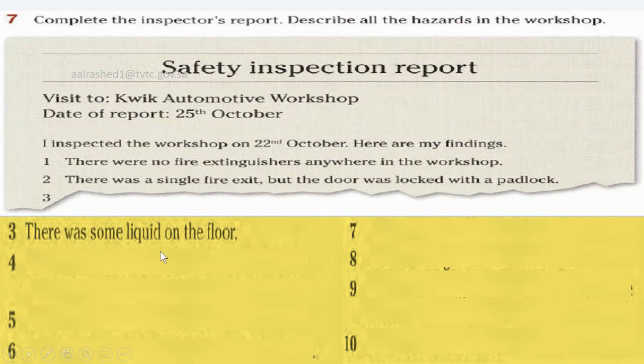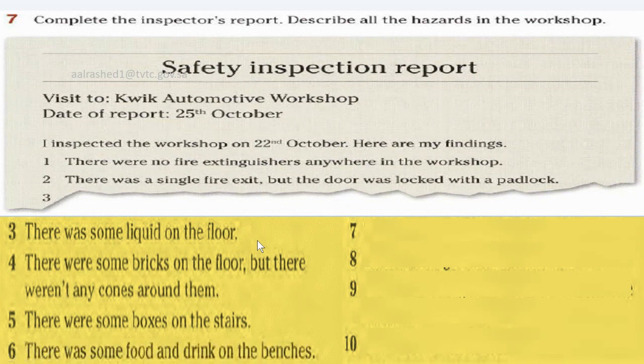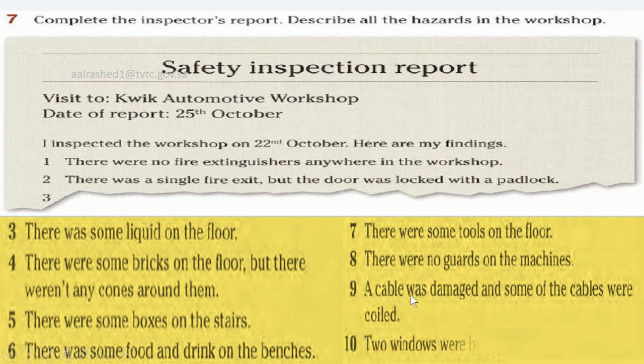So here are some examples that we saw in the workshop. There was some liquid on the floor. There were some bricks on the floor, but there weren't any cones around them. There were some boxes on the stairs. There was some food and drink on the benches or the table. Okay, benches basically means table. There were some tools on the floor. There were no guards on the machine. A cable was damaged and some of the cables were fine. Two windows were broken.